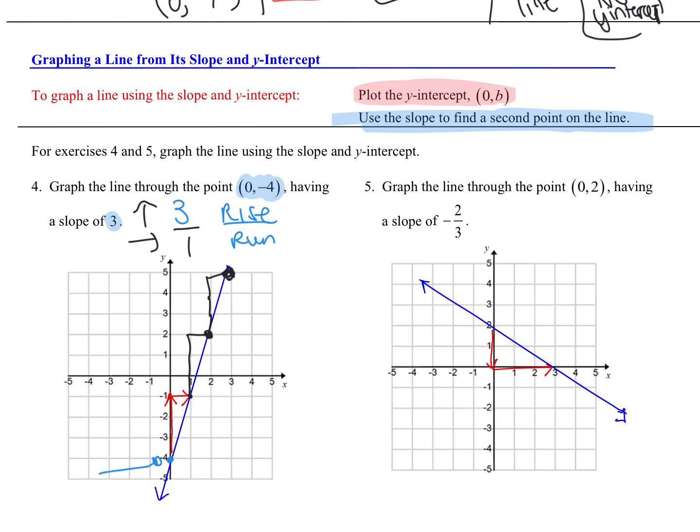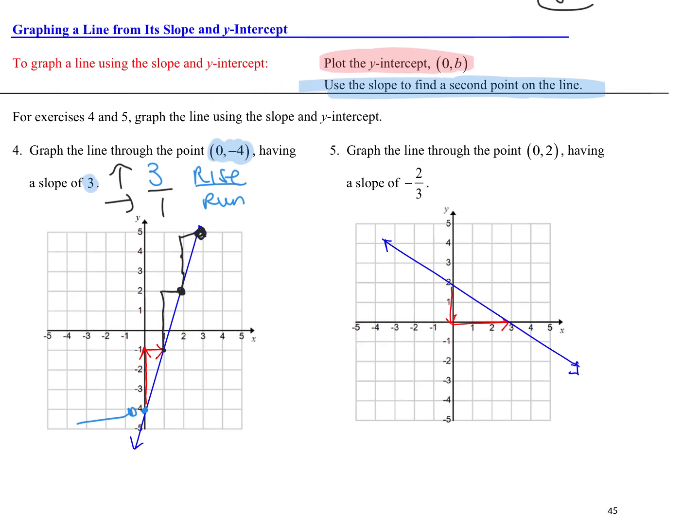Okay, so that's how we can plot the graph. So on number 5, they did a similar thing. The ordered pair 0, 2 is our y-intercept, which is right here. But this time the slope was negative 2 over 3. So that would mean down, because it's a negative, so down 2 and then to the right 3. So you can see they went down 2 to the right 1, 2, 3 and have a new ordered pair, and this would continue on in both directions.